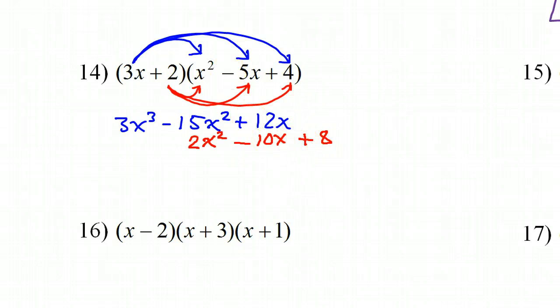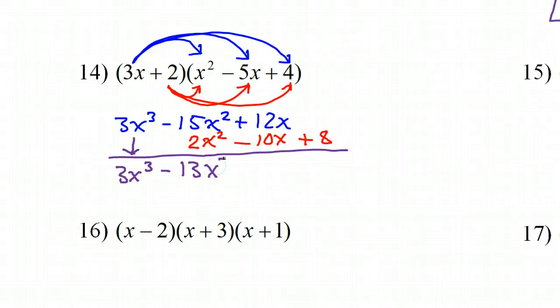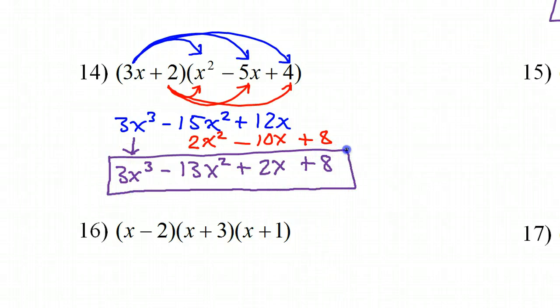All right, if I do that, it just makes everything easier, because now all I have to do is bring everything straight down, combining like terms as I go. So the 3x to the third power just comes down. So 3x to the third power. Negative 15, positive 2. That's negative 13x squared. Stays what it is. Positive 12, negative 10. That's positive 2x. And then just bring down the 8. Okay, so that is how you multiply a binomial times a trinomial.